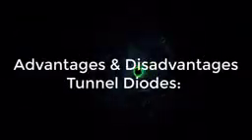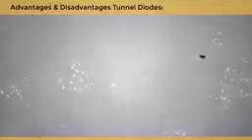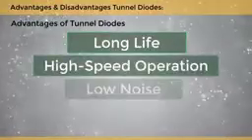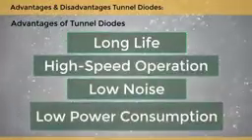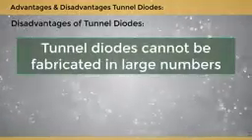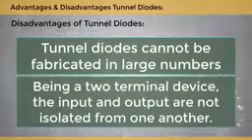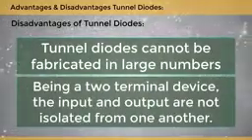Now let's look into the advantages and disadvantages of tunnel diodes. Advantages: long life, high speed operation, low noise, low power consumption. Disadvantages: tunnel diodes cannot be fabricated in large numbers. Being a two-terminal device, the input and output are not isolated from one another.